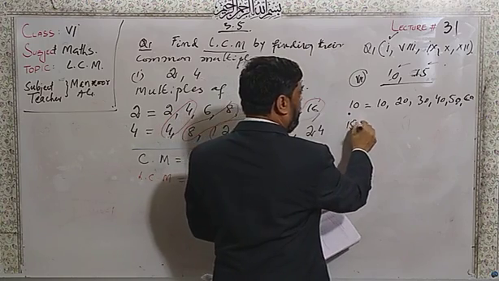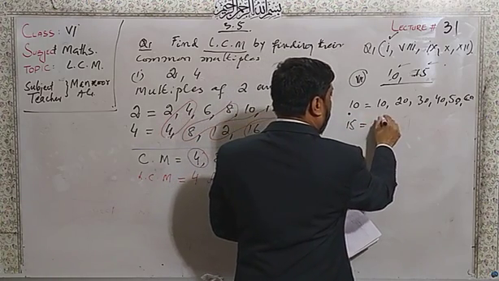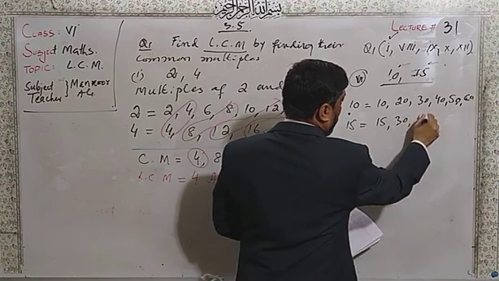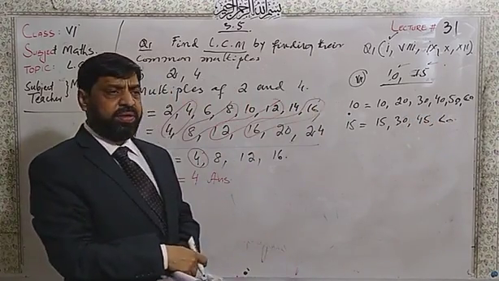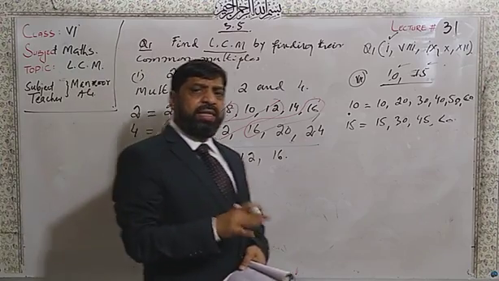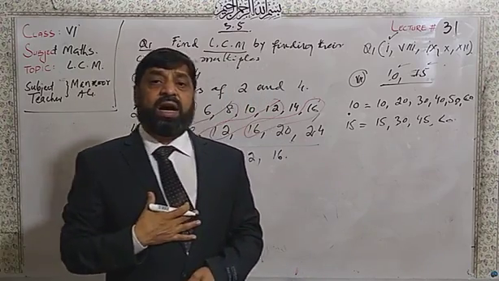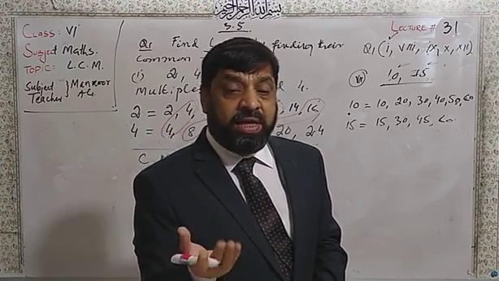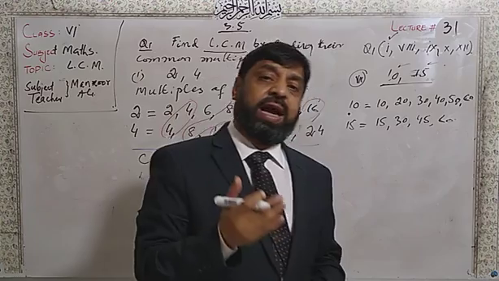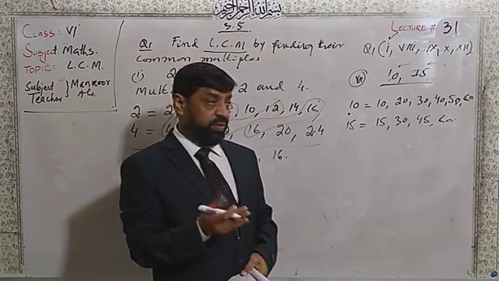Similarly, 15 is 15 one time, 3 times, 4 times, and 16. Just these numbers. In the start of your lecture, I told you that we need a minimum of 2 common factors, and from there we have to find the lowest value.